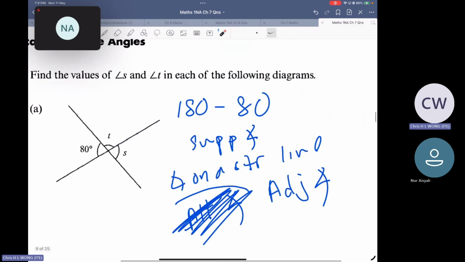Okay. Can't erase this. You can see I cannot erase because it became permanent on the book.